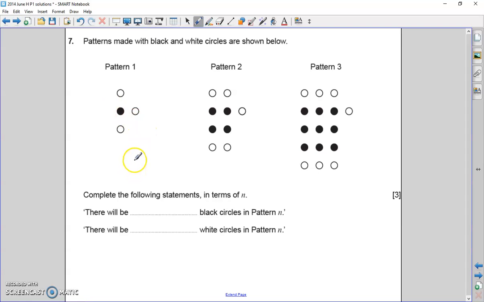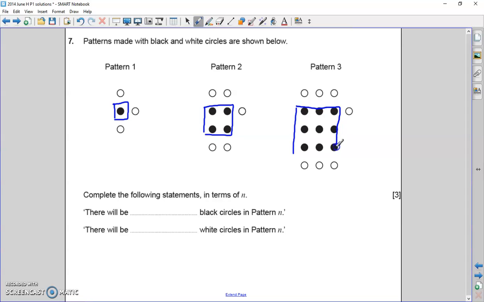Okay, on to question 7. We've got a pattern made of blacks and whites, but we're looking at them separately. Okay, we're looking at the black circles first. Now, they've drawn it. Why do you think they've drawn it? It's to help you see what's going on. Not obvious there, but hopefully getting more obvious as I do this.